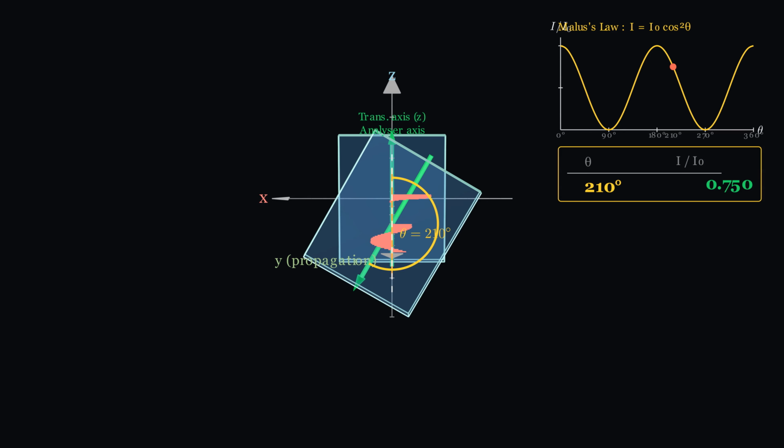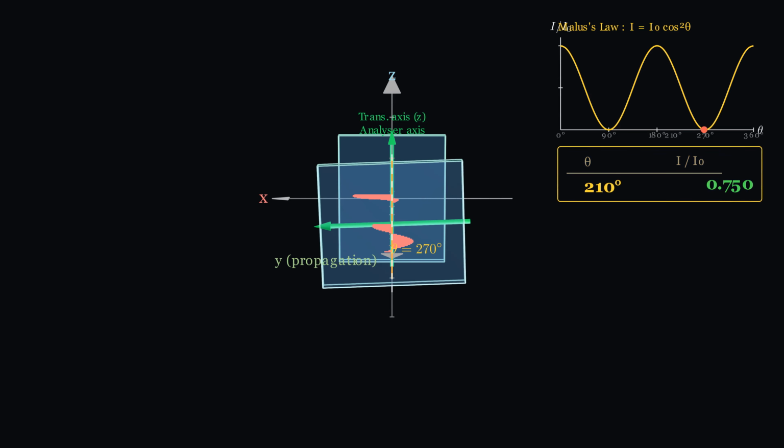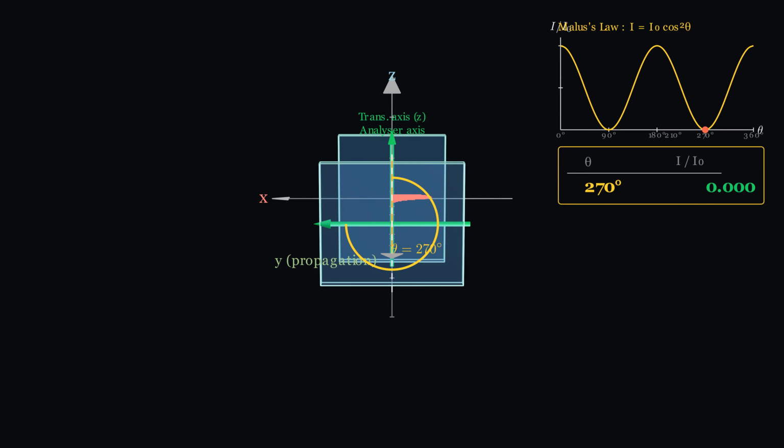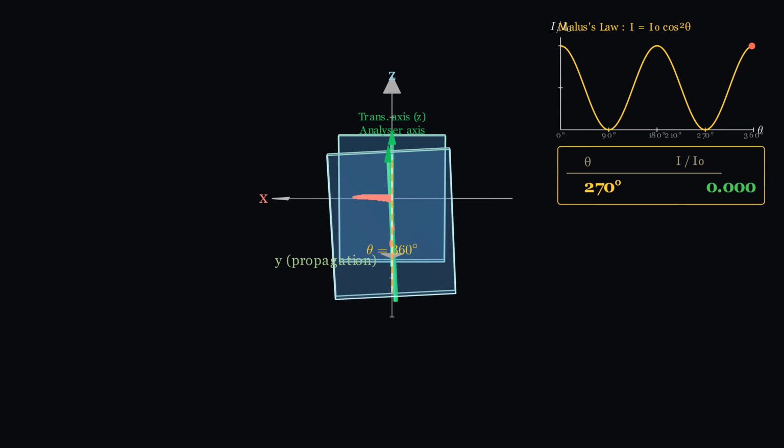At 270 degrees, I/I0 is 0.000 on the full period cosine squared graph. At 360 degrees, we return to full transmission. I/I0 equals 1.000. The complete Malus curve is now traced.